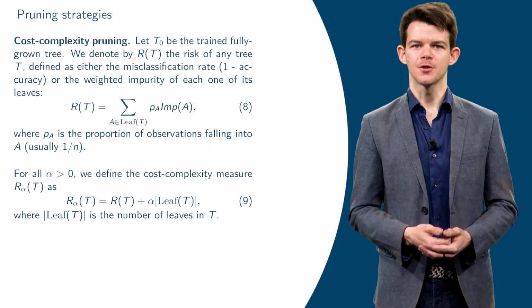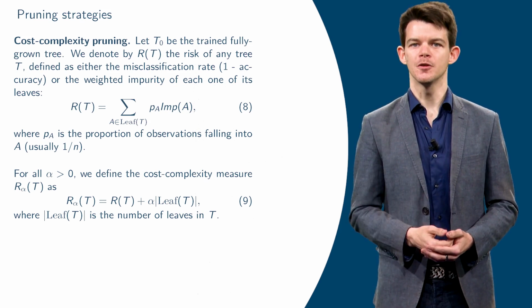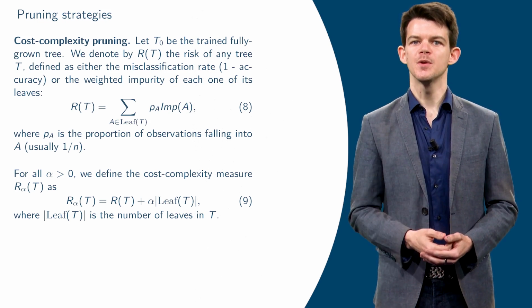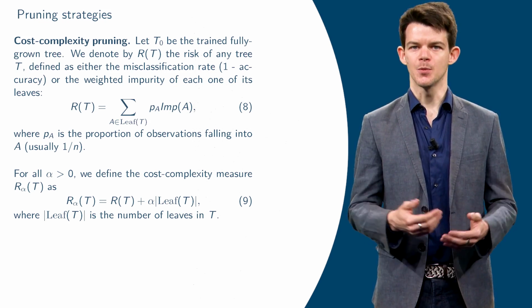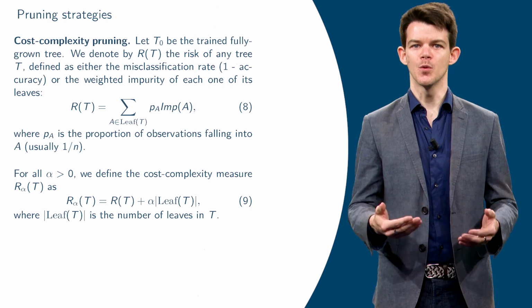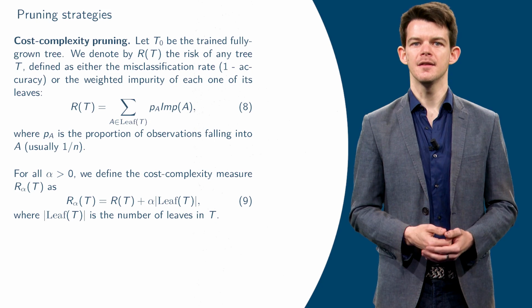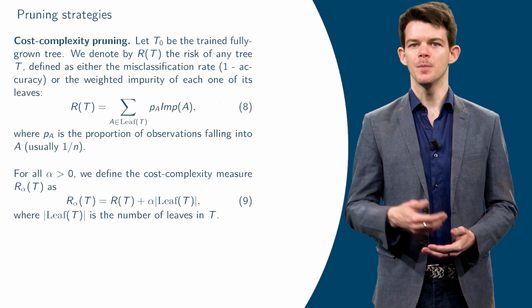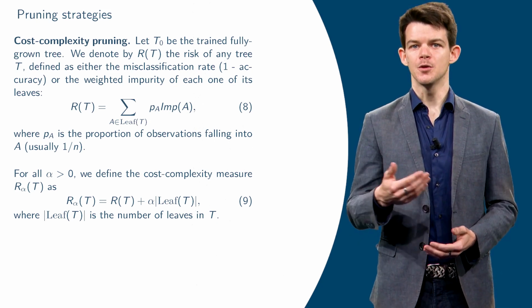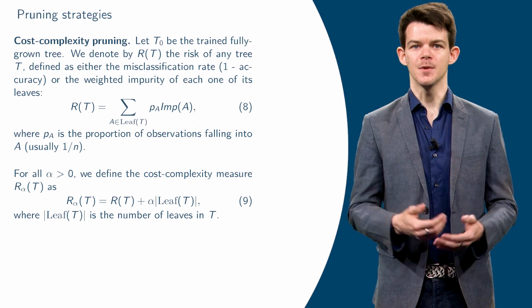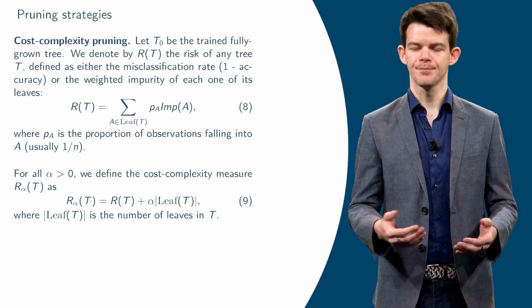Let's take the simplest tree. It is the root of the tree, in other words, a tree containing no splits. Its risk, R(T), is thus equal to the impurity of the root. Its penalized risk is thus equal to the impurity of the root plus alpha. In this case, it is likely that the risk of the root is large compared to alpha, i.e. that the dominant term in the penalized risk is the risk of the tree.